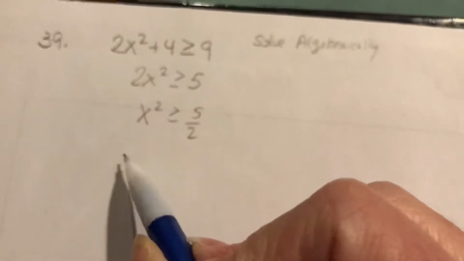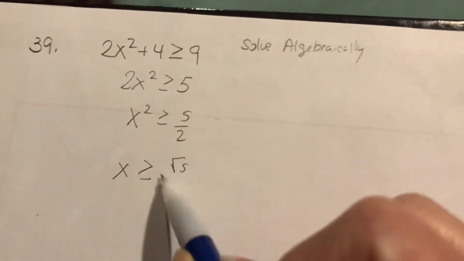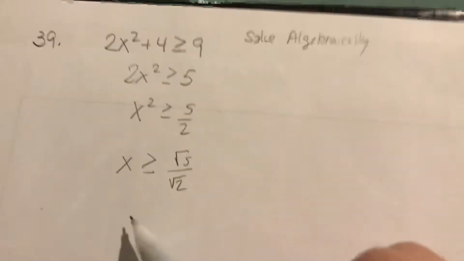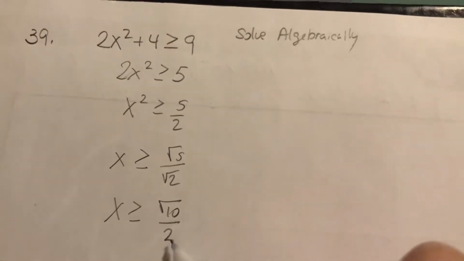And then I will take the square root of both sides. So when I do that, I get x is greater than or equal to the square root of 5 over the square root of 2. We do have to rationalize that. So x is greater than or equal to the square root of 10 over 2.